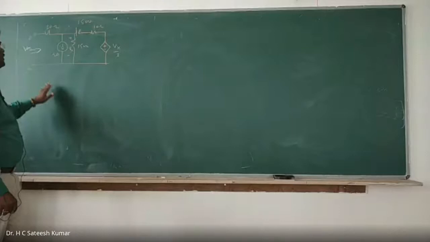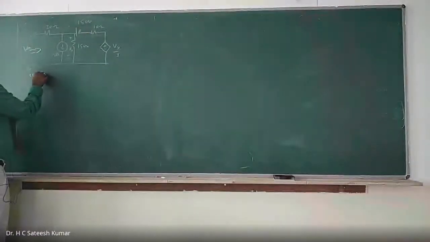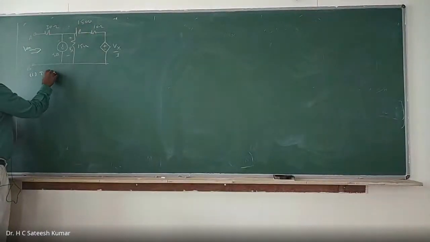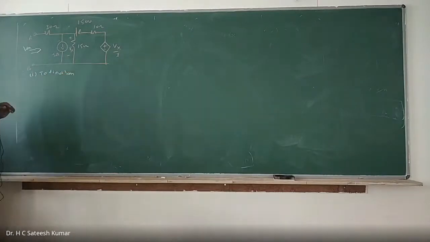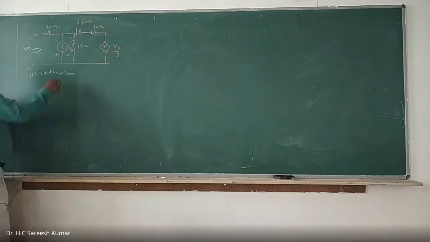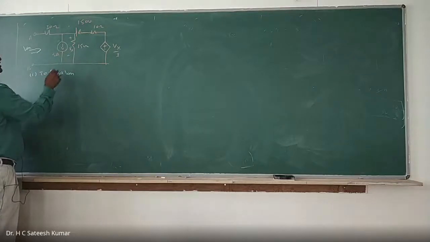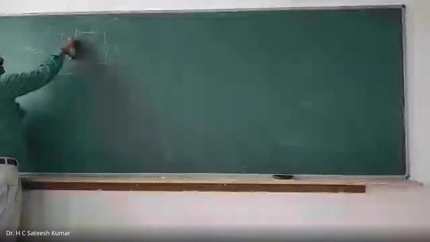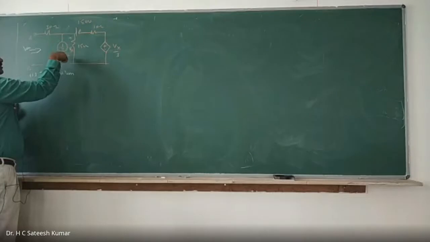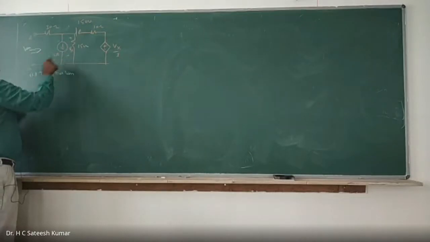So now the first step is to find VTH. Now what we should do is, we should not convert this one. The reason is because Vx is the voltage across this one, so when it converts into a voltage source, it becomes a problem. So keep it as it is.